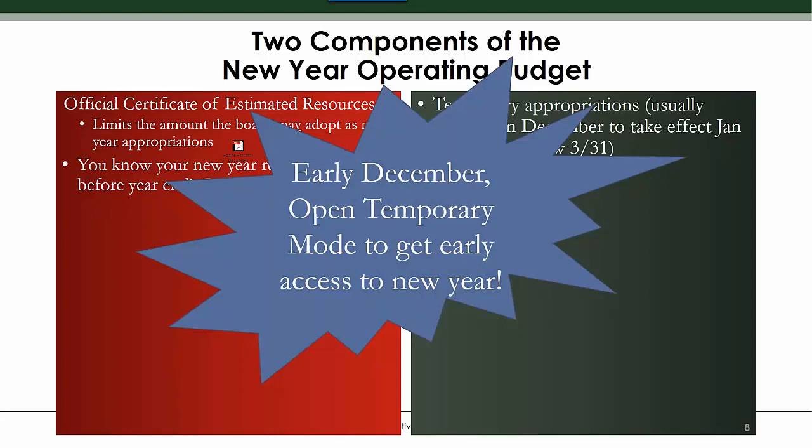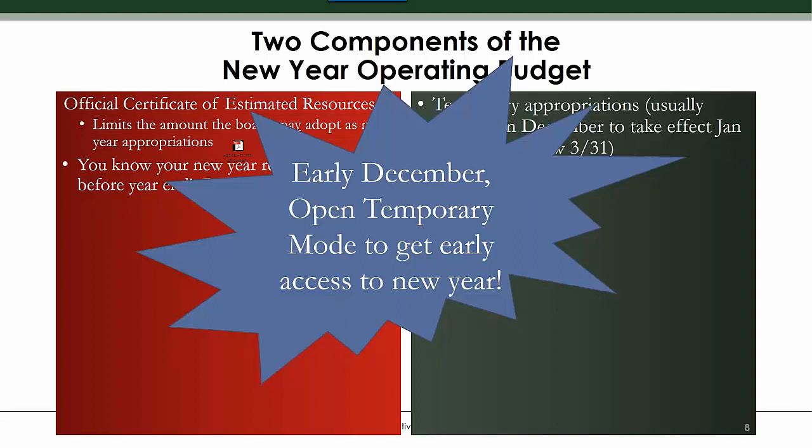So if you're new this year and you haven't been through a year-end, we are going to give you the version update that gives you the new year. You open temporary mode in December to get early access to the new year. And what's the point of that?